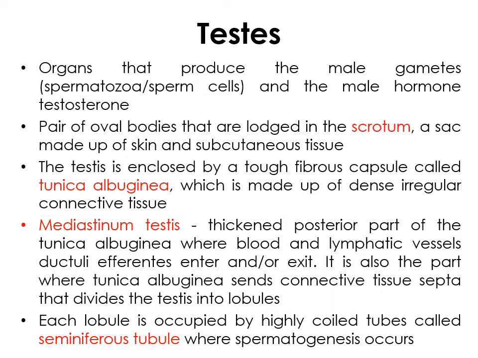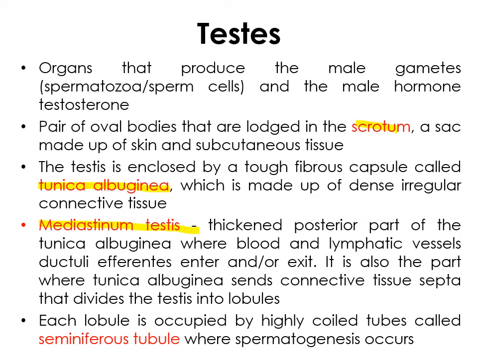So the testes are the organs that produce the male gametes, or the sperm cells. They are a pair of oval bodies lodged in the scrotum. The scrotum is a sac made up of skin. Each testis is enclosed by a tough fibrous capsule called the tunica albuginea, which is made up of dense irregular connective tissue. The mediastinum testis is the posterior part of the tunica albuginea where blood and lymphatic vessels enter or exit.